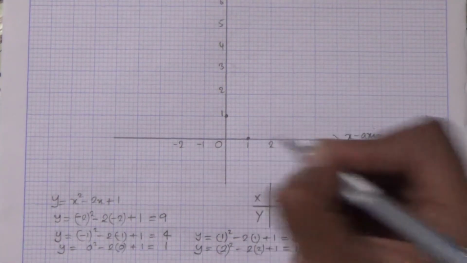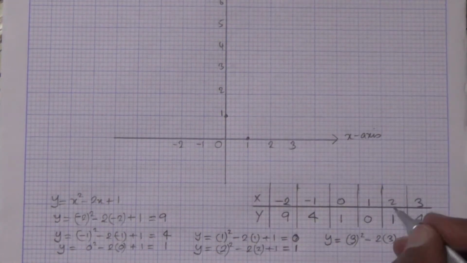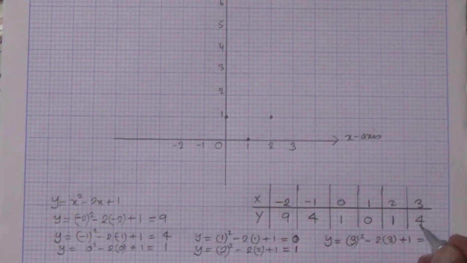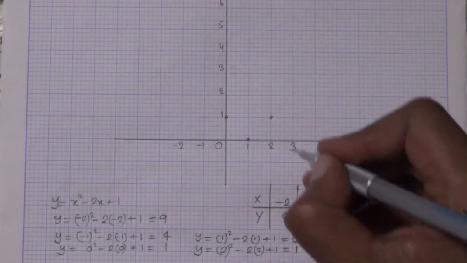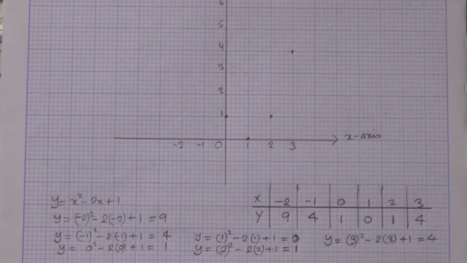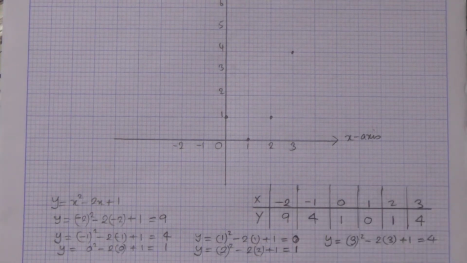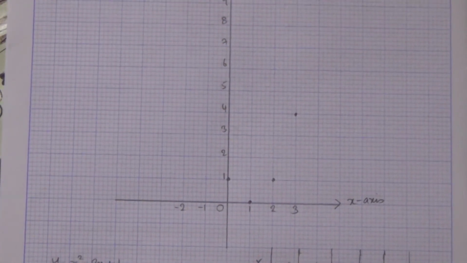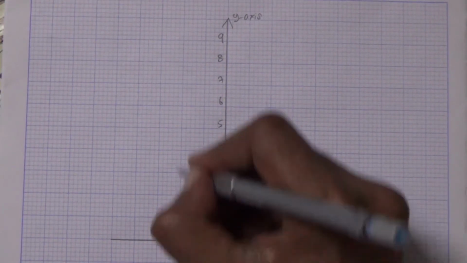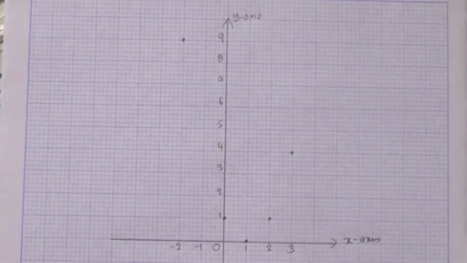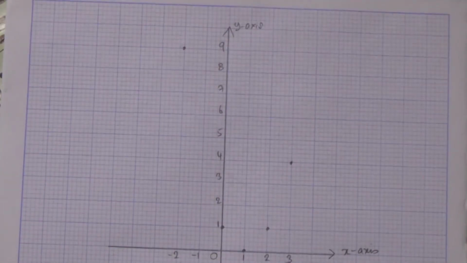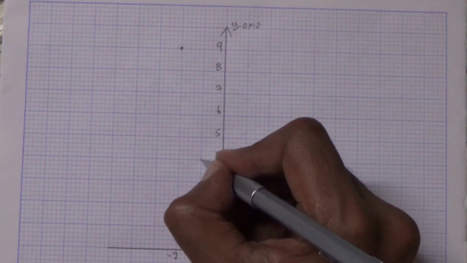1, 0 is sitting on the x-axis. Then you got 2, 1, and 2, 1 is over here. And I got 3, 4. Okay, so 3 and then 4 is somewhere here. Right. Then you've got minus 2, 9. So let's go to 9 on the graph. That's a bit up. So minus 2, 9. And I also got minus 1, 4 over here.